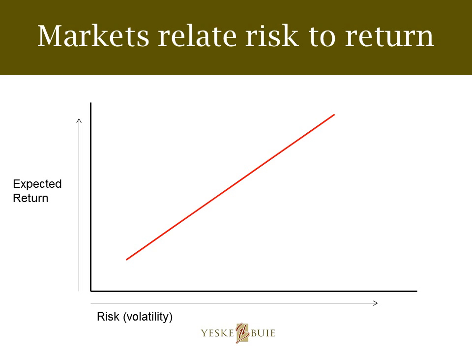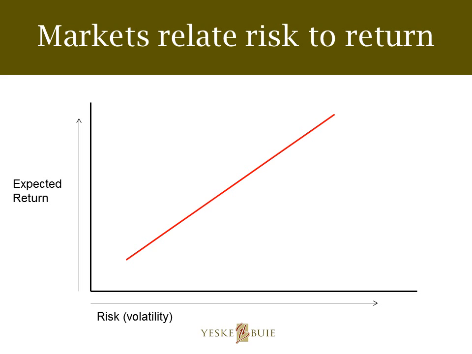And the upward slope of this line is telling us that there is a systematic relationship between risk and return. That if an asset is riskier, it's going to be priced for a higher return. Or as an investor, if you seek a higher return, you're likely going to have to accept more risk in order to get it.